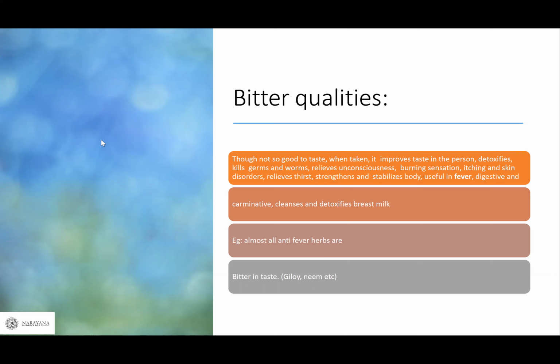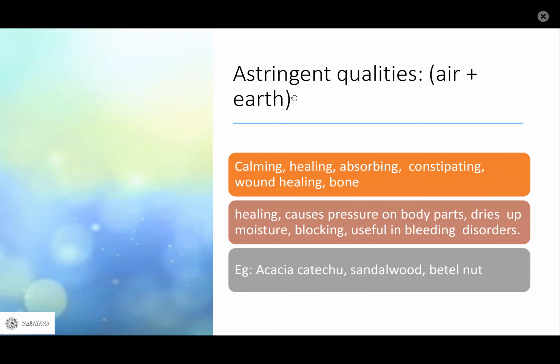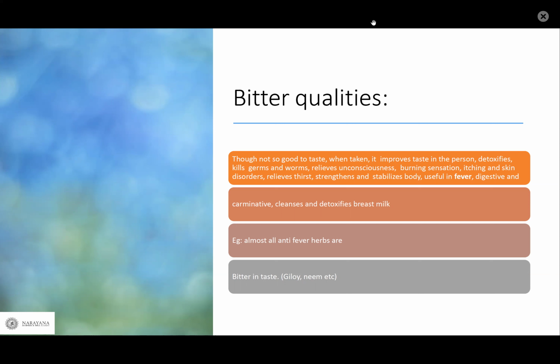Okay. So anything that is bitter is good for the liver. Just remember bitter: liver and spleen. Bitter generally cleanses blood, is rakta shodhana. Not everything, but most of the time. It is good for the pancreas. It is generally good for liver support and spleen support, right?